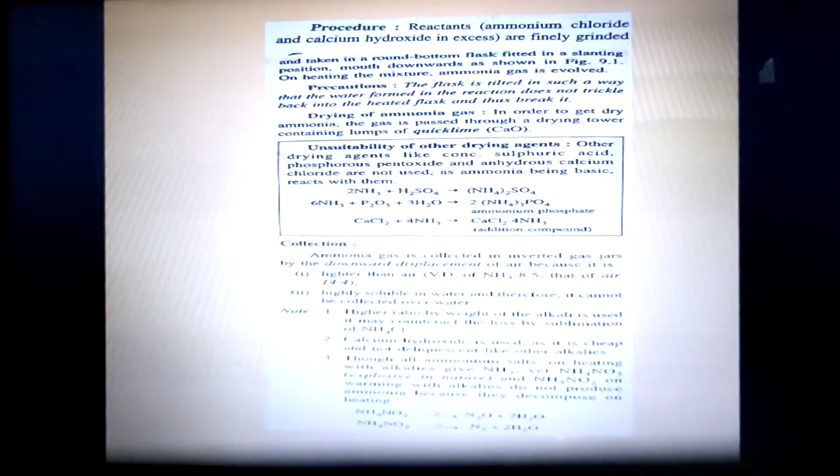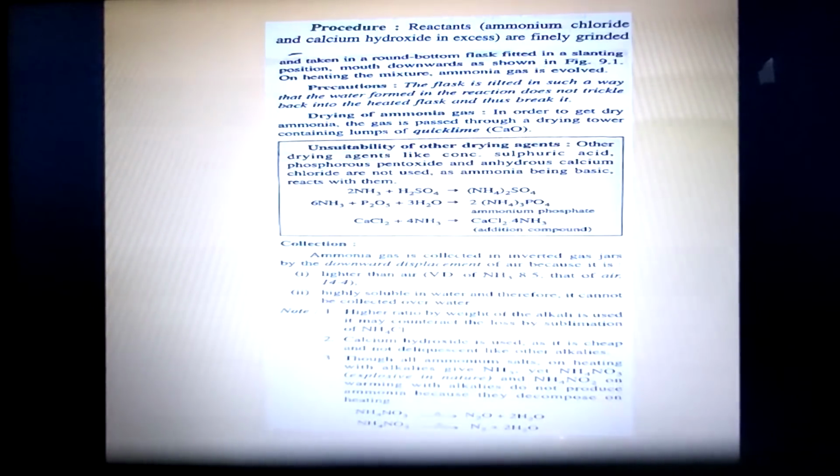Now as I already told you in the previous slide, ammonia being lighter than air is collected by downward displacement of air, or in other words you can write upward delivery of gas. Now the second give reason is: why is ammonia gas not collected over water? Same reason as HCl: since it is highly soluble in water, it cannot be collected over water.